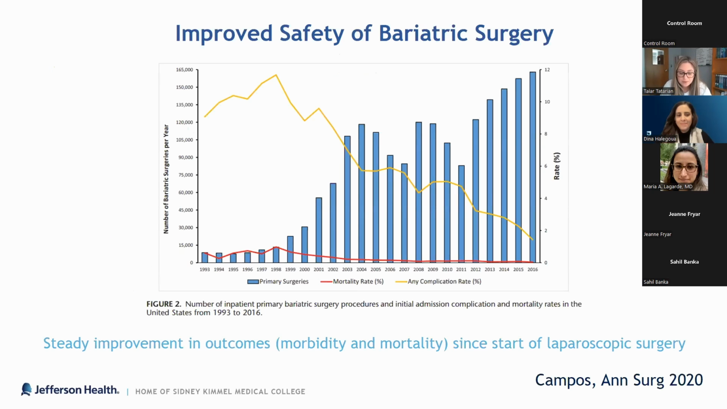Now, a lot of you are probably thinking, but how safe is this? You probably have heard of bariatric surgery before or know someone who's had surgery and maybe didn't have the best of outcomes. And historically, that was the case, unfortunately.